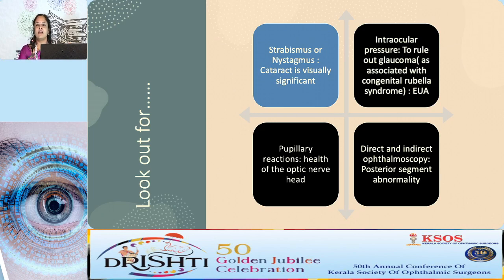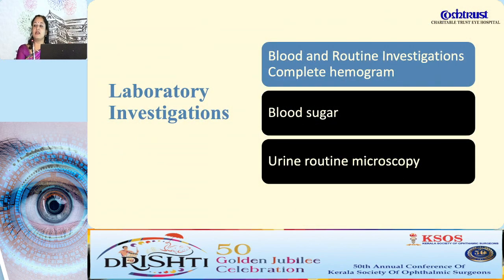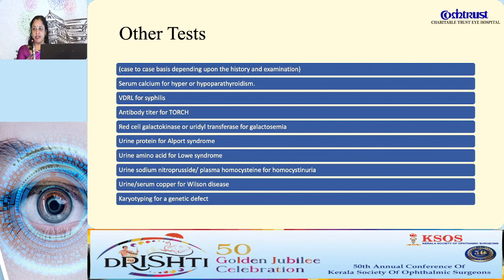Whenever you see a cataract, if the cataract is not very dense, most of the time you'll be able to see the fundus. Then you can tell whether there is any pathology or not. But in other cases, you may have to go on to do other investigations like B-scan. Then lab investigations: the routine blood investigations, complete hemogram, blood sugar and urine microscopy have to be done, and other tests based upon the type of cataract you can order.